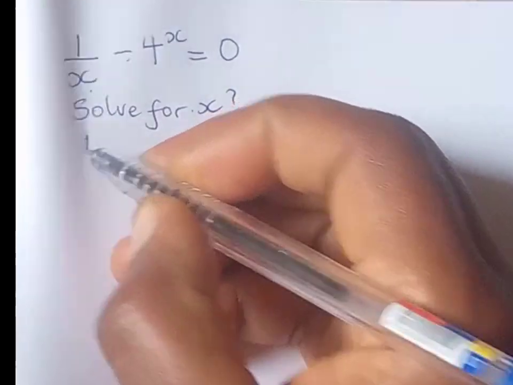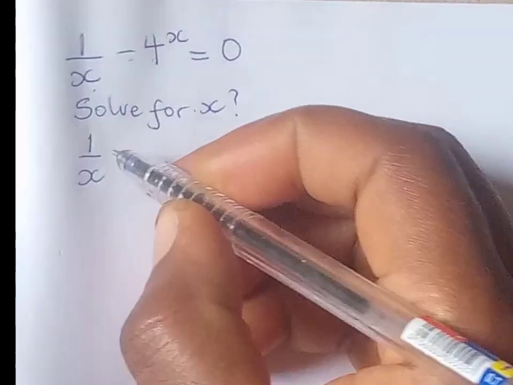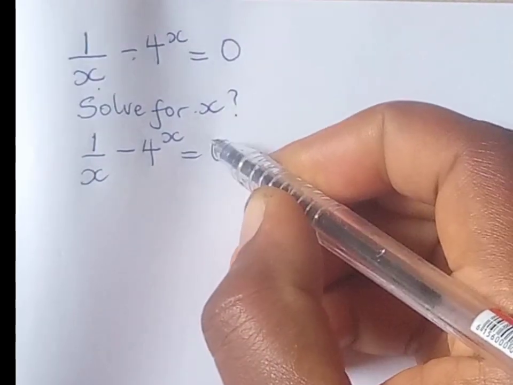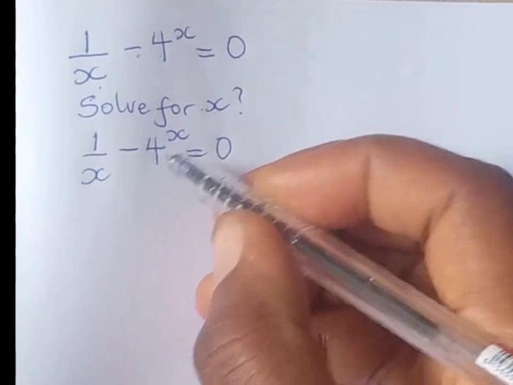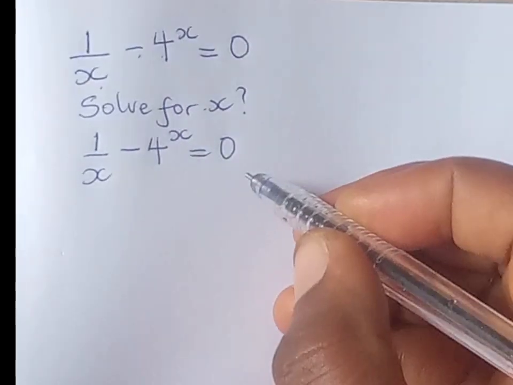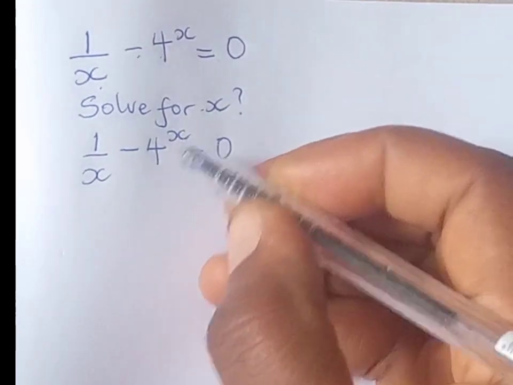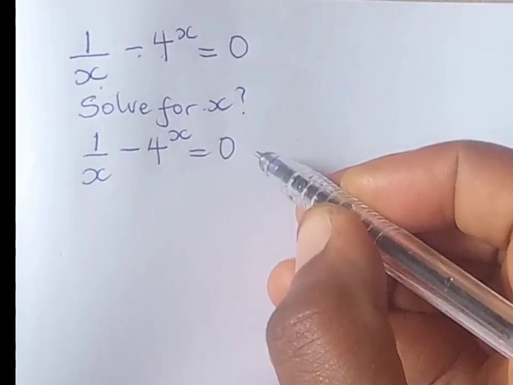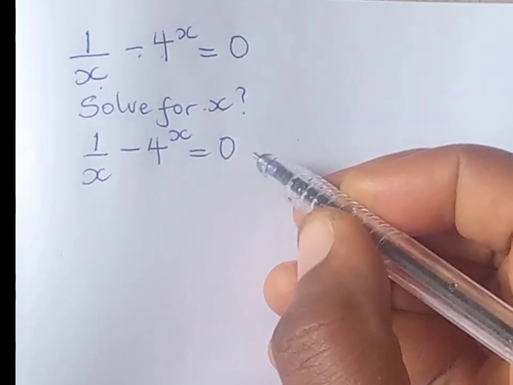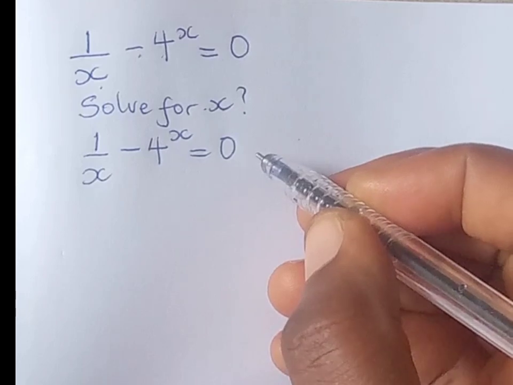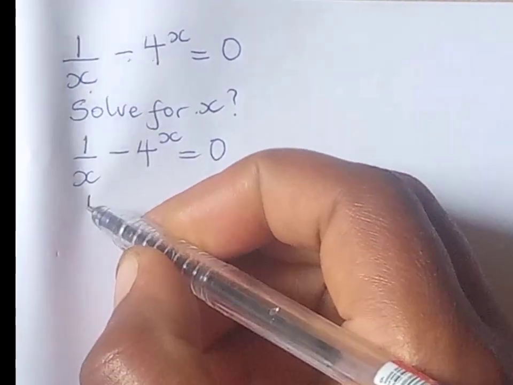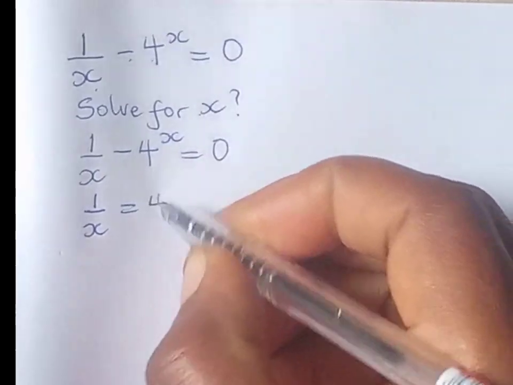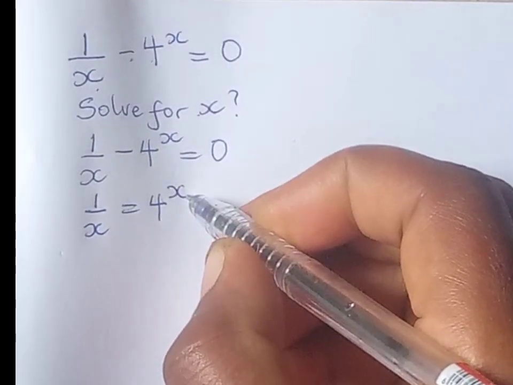We are given 1 divided by x minus 4 raised to the power of x equals 0. Now let's move the exponential term to the other side. So we have a negative exponential term here, which is minus 4 raised to the power of x. So let's move it to this side, thereby turning it to a positive exponential term. So our expression becomes 1 divided by x equals 4 raised to the power of x.